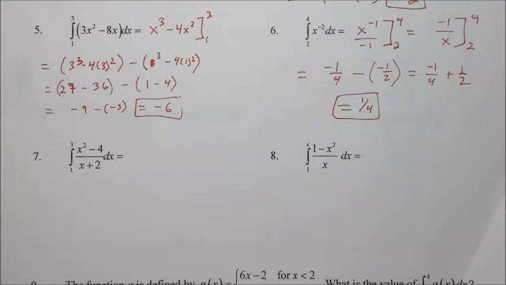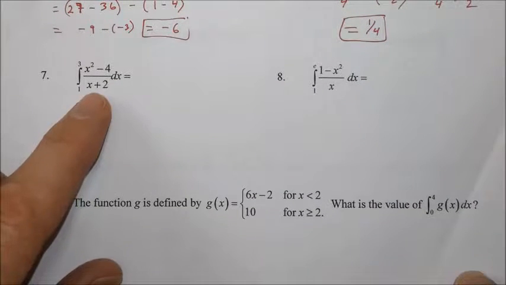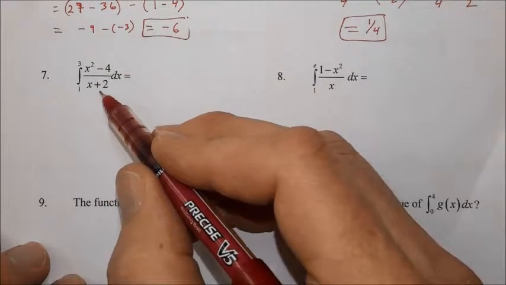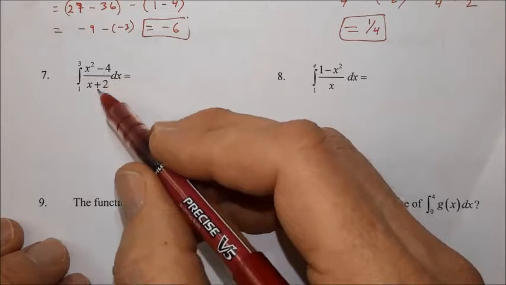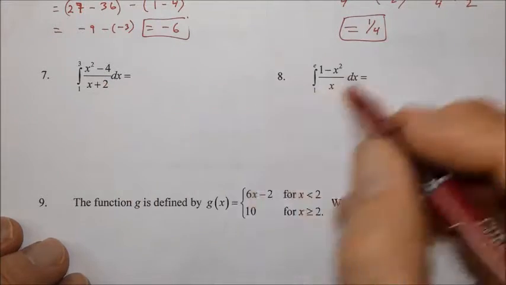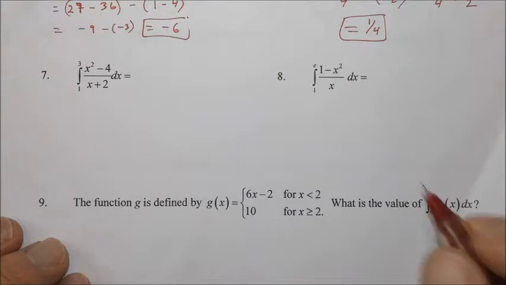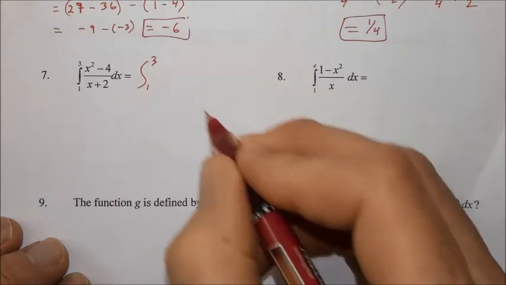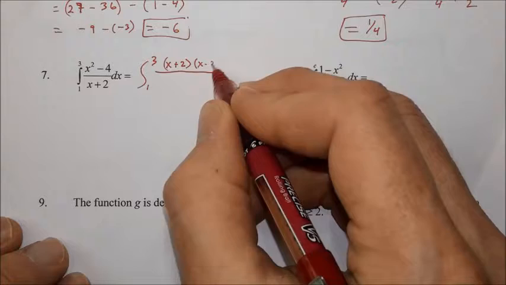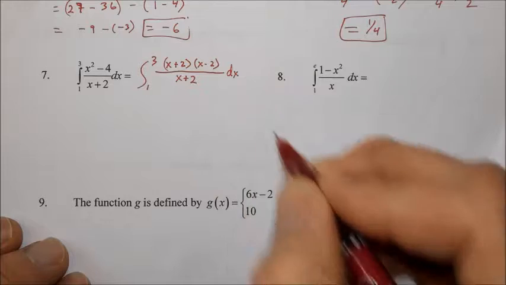Number 7 is going to require us to do a little work before we take our antiderivative. We don't have a rule set up for this. We do have this x squared in the numerator, and we have x plus 2 in the denominator, but there's no basic antiderivative rule, so we need to simplify this. How do we do so? Well, we have to identify that the numerator is the difference of 2 squares, which means what we're really looking at here is the integral from 1 to 3 of x plus 2 times x minus 2 in our numerator. X plus 2 is still in the denominator, dx is afterwards.